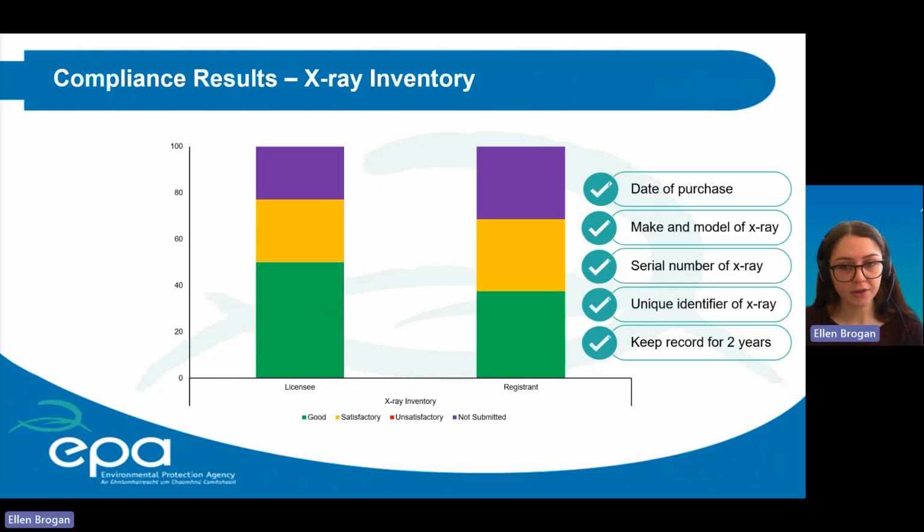And then moving on to X-ray inventory. So as per Section 10 of the Veterinary Code of Practice, details of the X-ray equipment, including date of acquisition, make and model of the X-ray, serial number of the X-ray, or any other unique identifiers. These details should be kept up to 2 years after disposal of the equipment. And licensees are required to maintain this inventory on Eden, but registrants are required to keep this on file themselves. And it was asked in the survey if the participants had an up-to-date X-ray equipment inventory available, and then records of the inventory were then required to be uploaded.